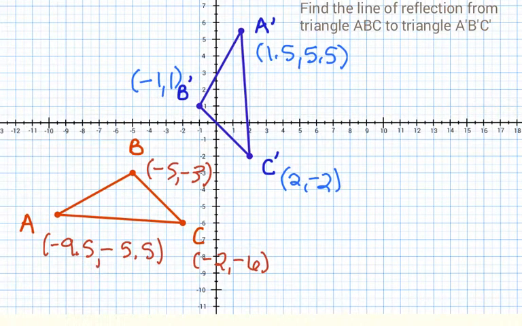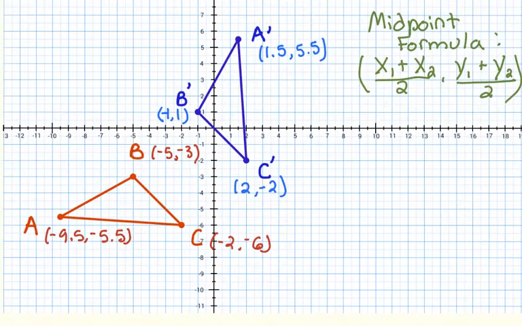Okay, now that we have all our points written down, we need to find the midpoint between each point and its reflection. So for that, we're going to have to recall our midpoint formula. So here's the midpoint formula that we're going to use. It's going to be x1 plus x2 divided by 2, y1 plus y2 divided by 2.